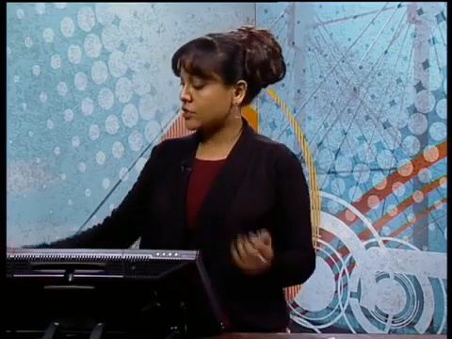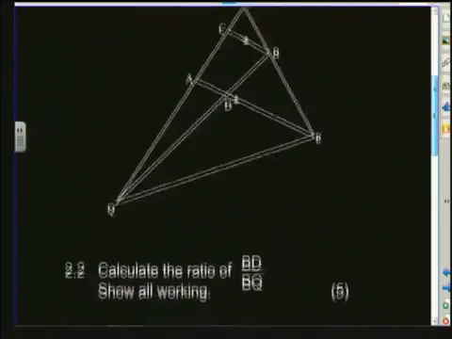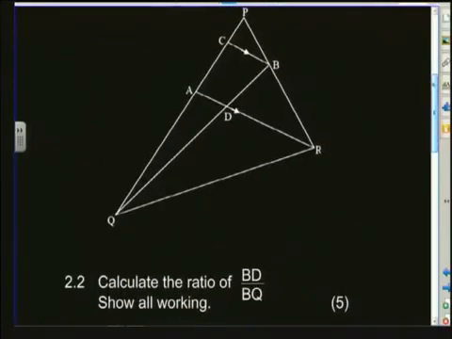Okay, so guys, now that we've looked at the first part of this question where we used the fact that we were given the ratio and we could therefore find the area of the one triangle over the other, let's have a look at how they incorporate the parallel lines into a proportion theorem question. So question 2.2 asks you to work out the ratio of BD over BQ.